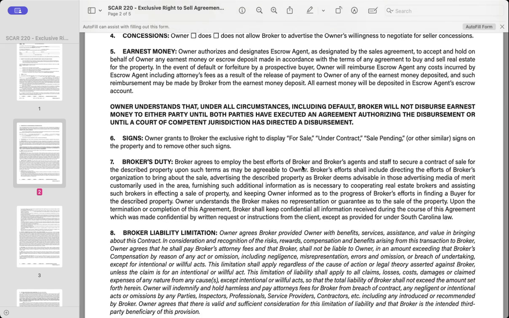Section 6 details that the owner grants the broker the exclusive right to place a for sale sign or pending signage on the property, describing the status of the sale.